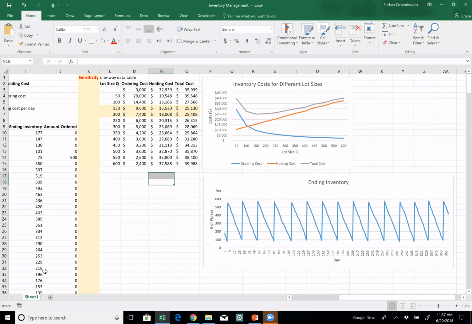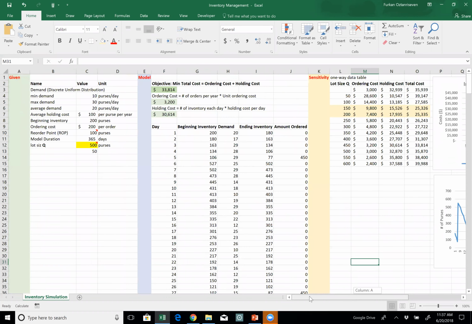Hello, we talked about inventory simulation in our previous video. In inventory simulation, our demand was uncertain, so based on our demand, we had to decide whether to order new inventory or not. Based on that decision, we calculate ordering costs and holding costs and finally total cost.